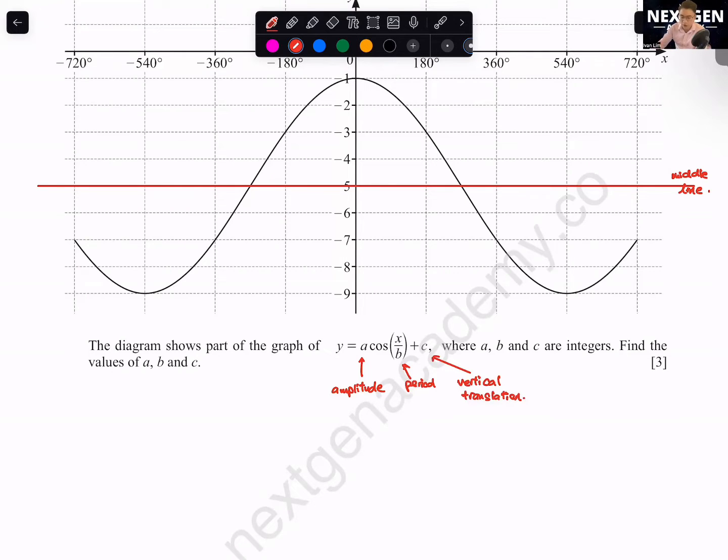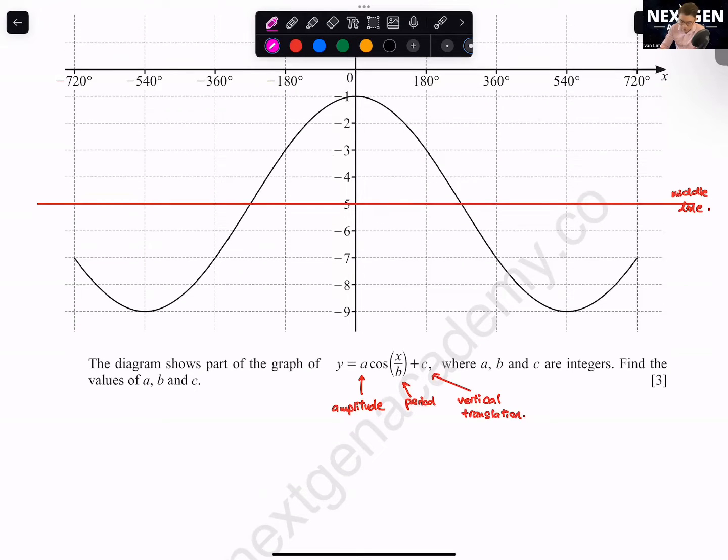Okay, let's start with A. What is your amplitude? And where can we find our amplitude? First thing, amplitude is from the middle line to your highest or lowest point. So -5 to -1, this one is 4. A is equal to 4.